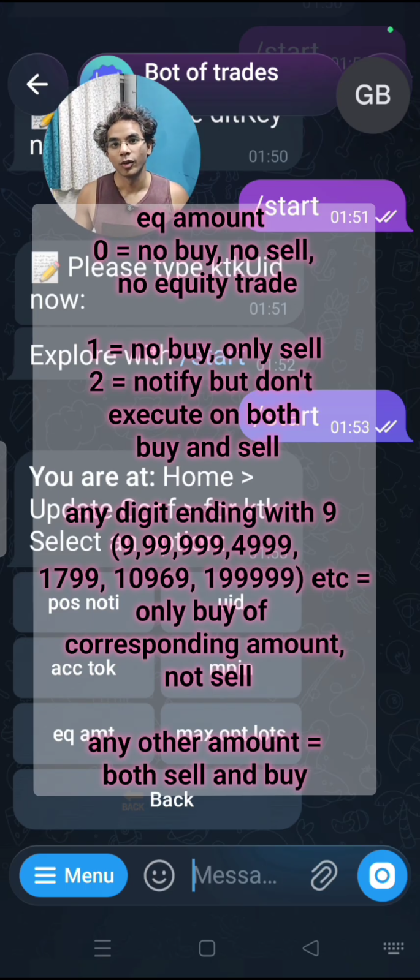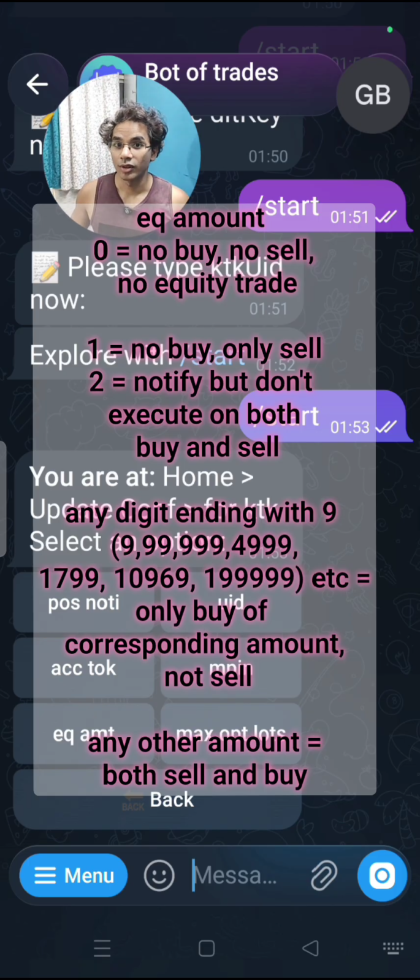Then 1 means you just want to sell shares in the portfolio which are not suitable to hold. So let's say you logged in on a particular day and are not sure which shares you should sell off. If you have set it to 1, then it will do all the sells, and the bot will not do any buy, only the sells, when the equity amount is 1.